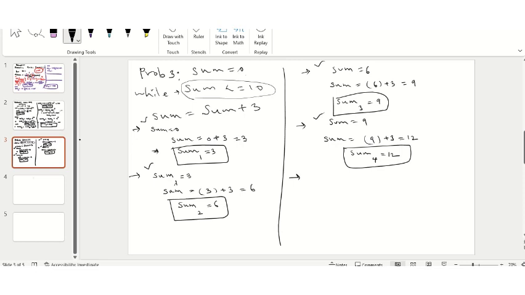So sum after the fourth iteration is equal to 12. Now let's check for the condition, sir. Sum is equal to 12. Is it satisfied? No. So we are stopping the loop here. So how many?